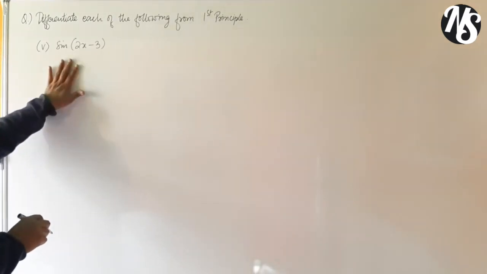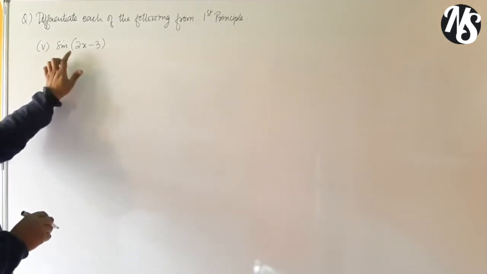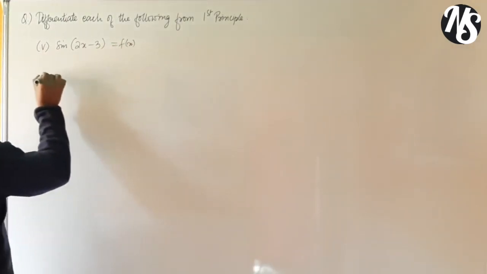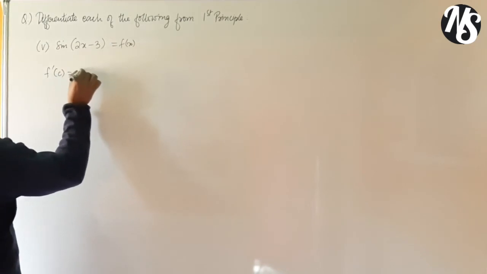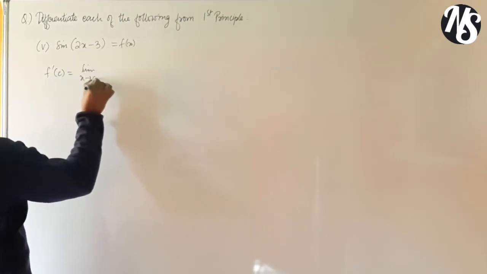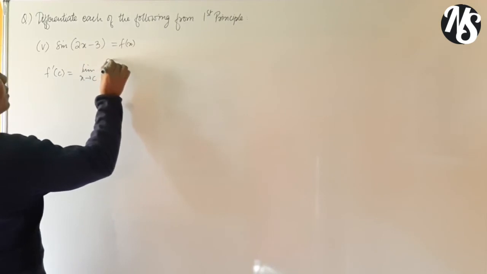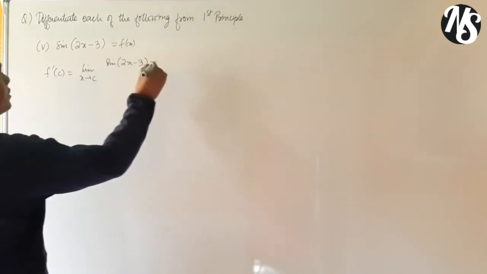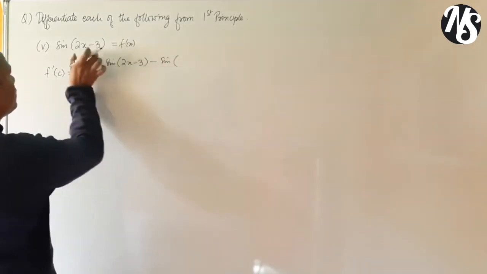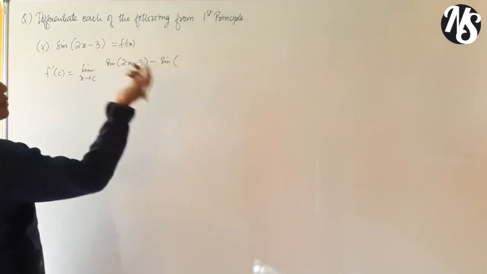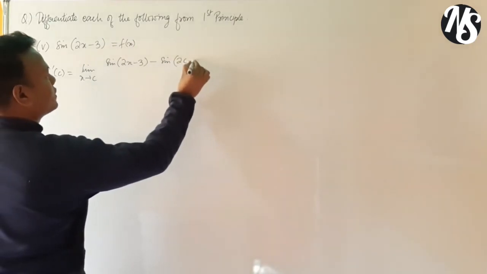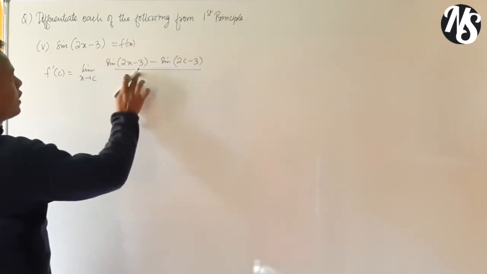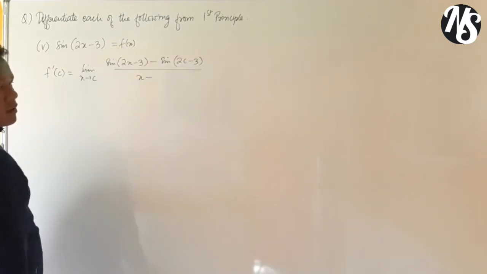Okay, so now the given function is sine 2x minus 3. So this is my fx. So you are expected to find f dash of c, which is limit x tends to c of fx, that is sine 2x minus 3, minus fc. So fc becomes sine, instead of x in this, you have to write just c. So this becomes 2c minus 3, divided by how much? You have to write x minus c.